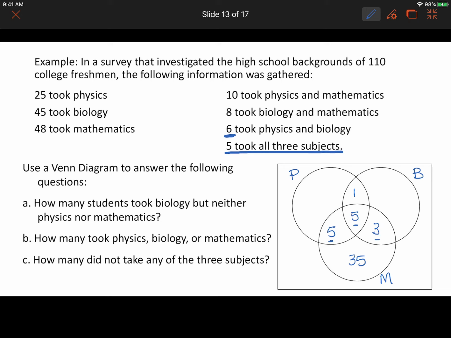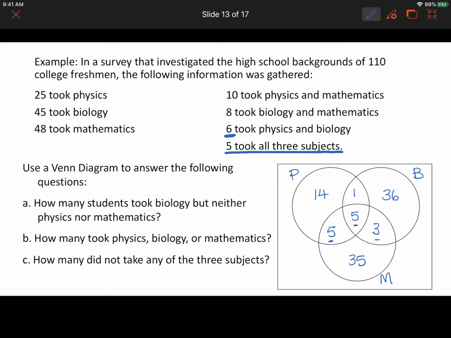All right, similarly, 45 students took biology, so I'm going to take 45 minus the sum of the 3 regions that are already labeled. So I've got 6 plus 3 is 9. So 45 minus 9 is going to give me 36 students over here. And similarly, I'm going to take 25 minus 11 to get 14 students over here.